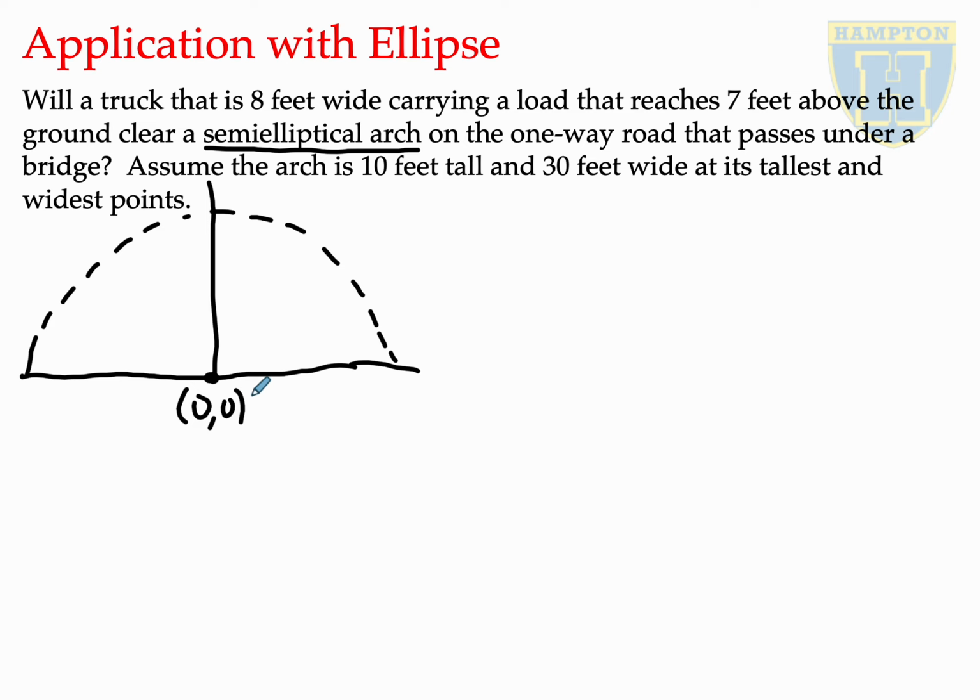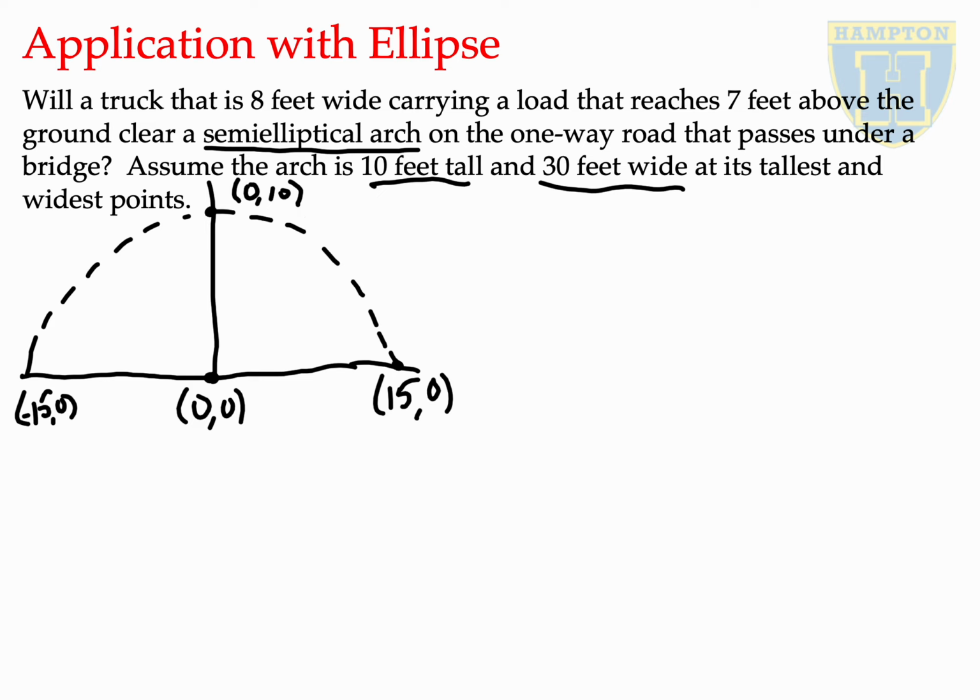Understanding that the semi-elliptical arch is 30 feet wide at its widest point, that means that our semi-elliptical arch is going to end over here at 15 and over here at negative 15. And seeing that the arch is 10 feet tall at its tallest point, we know our top is going to be at the point 0, 10.